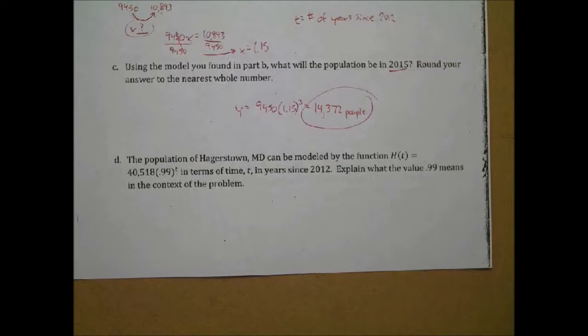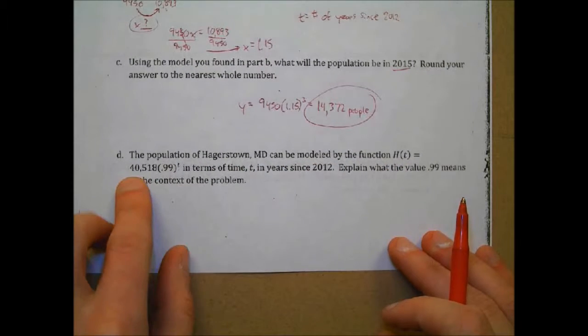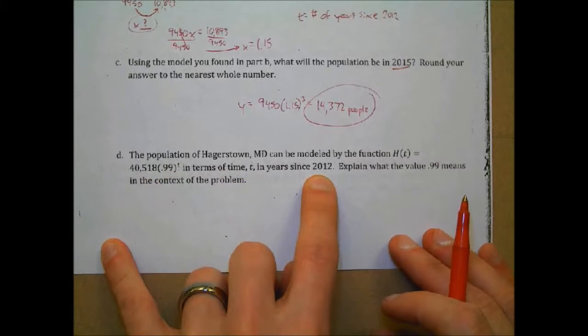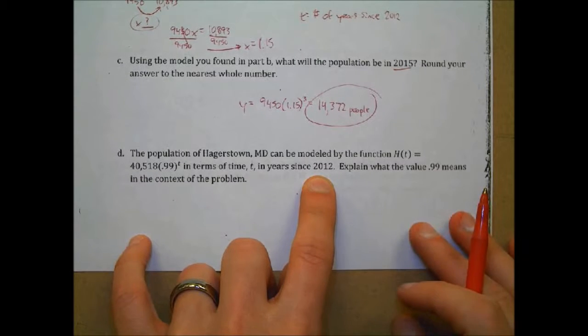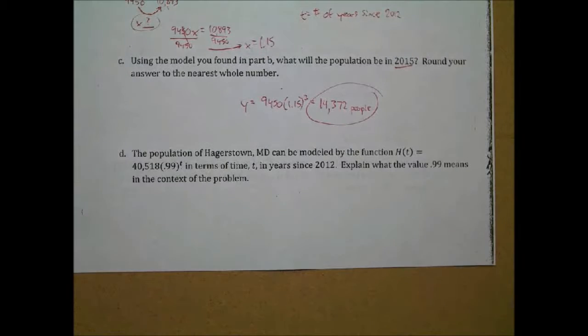The population of Hagerstown, Maryland can be modeled by the function h of t equals 40,518 times 0.99 to the t, in terms of time t in years since 2012. Now, you'll notice here, explain what the value 0.99 means in the context of the problem. What is 0.99 telling us about the population of Hagerstown? Jackson? How much it's growing every year, but maybe more accurately, how much it is shrinking every year. How do you know it's shrinking here? You're right, because growing can mean either way. How much is it shrinking by every year?